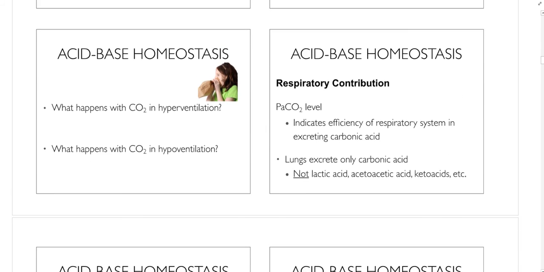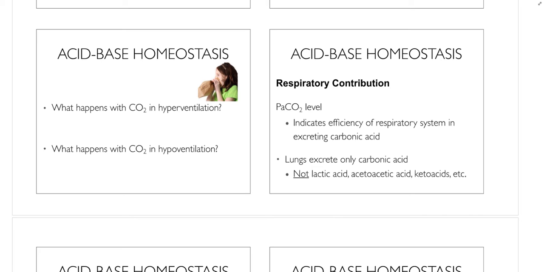So what happens with CO2 and hyperventilation? We are going to blow the CO2 out of our body, and since CO2 is an acid, our body is going to become less acidic, more alkalotic. What happens with hypoventilation? CO2 is retained in the body, and because it's an acid, it makes the body more acidic. We're lowering the pH of the body.